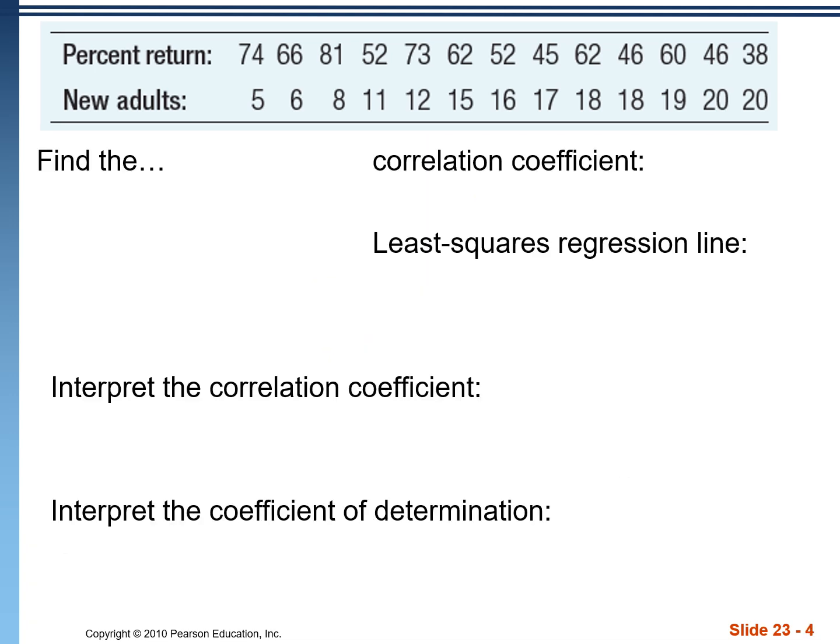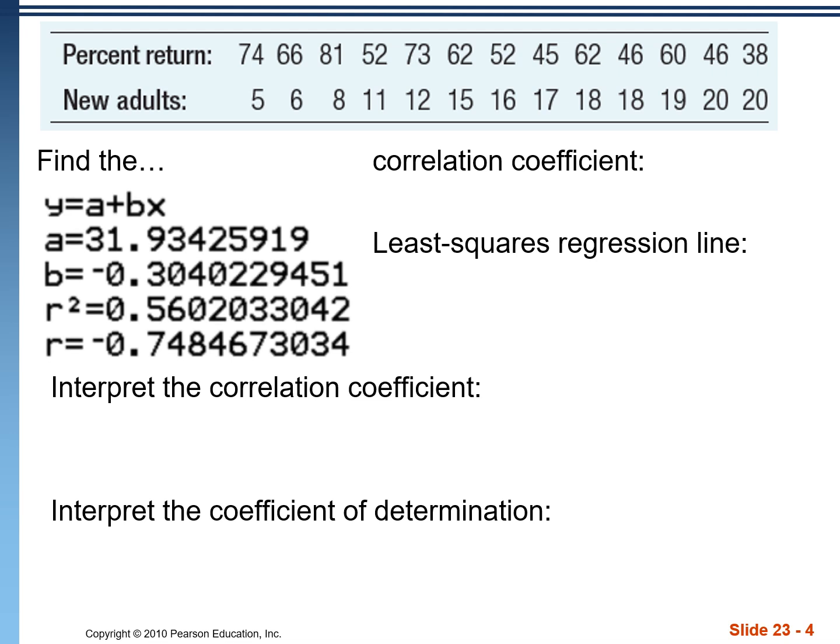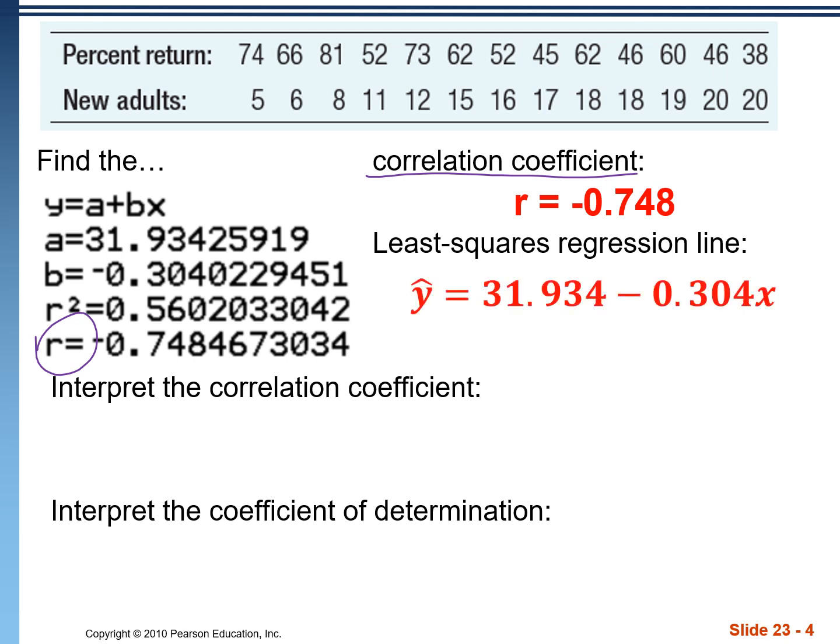So now we want to create this line of best fit by running a regression on those two lists there. We'll do it on our calculator, and it'll give us this output right here. We're asked what's the correlation coefficient, and that's the R value down here, so negative 0.748. And what's the least squares regression line? We take the A, which is the intercept, and the B, which is the slope, and plug it into this equation. Remember, we always want to put a hat on the Y because the Y is a predicted value.